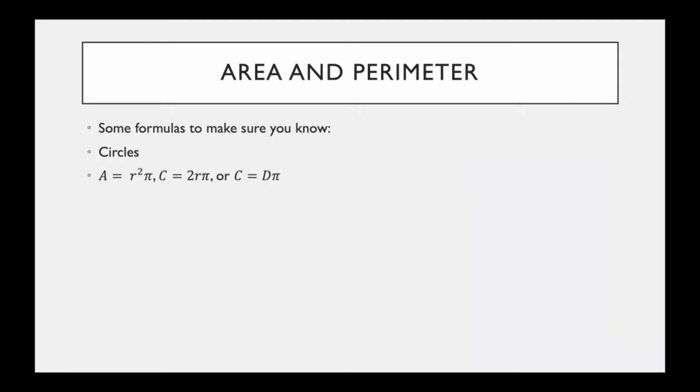So whatever the radius is, remember the radius is the distance from the center to the outside of the circle. And then r squared times pi is the area.